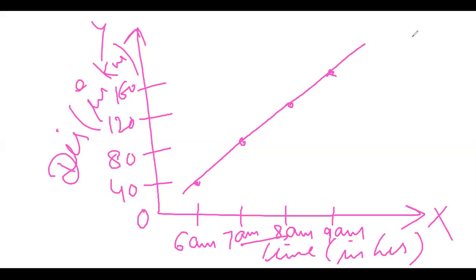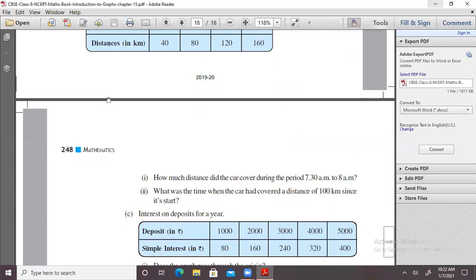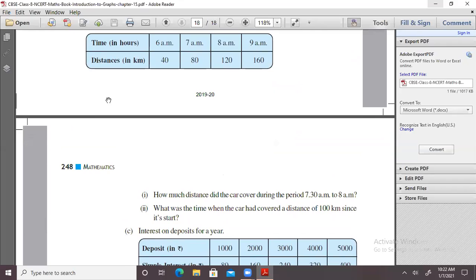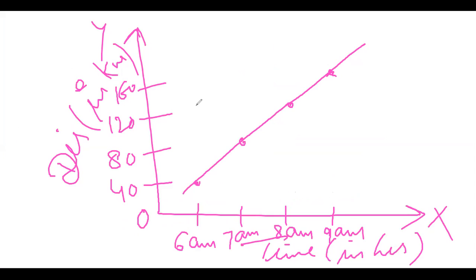Now here, we have given some questions on the basis of it. How much distance did the car cover during the period 7:30 a.m. to 8 a.m.? You have to tell how much distance the car covered from 7:30 a.m. to 8 a.m. So how can we tell? By just showing the graph paper. 7:30 is this, 8 is this. Okay, so you will go to its middle like this. For 7:30 to 8 a.m., what will you note down? You will note down the distance.